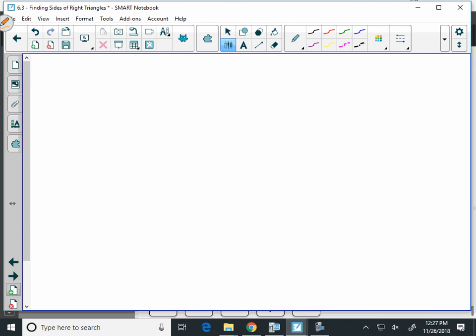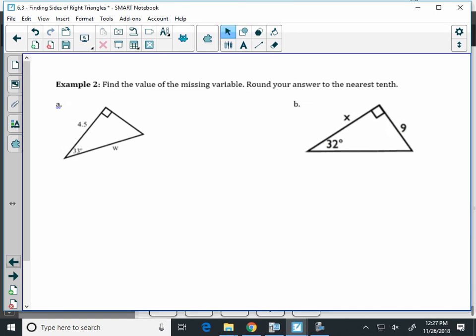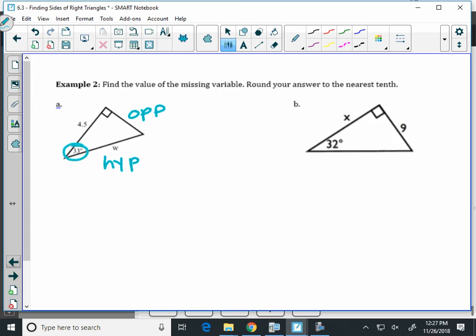Let's take a look at example 2. We're going to find the value of the missing variable. Round your answer to the nearest tenth. We're trying to find this side right here that has W. What angle are we starting from? 33. So I'm going to circle 33. Label, if we go across, that's our what? Opposite. Go to our 90, go across, that's our hypotenuse. And this side left over? Adjacent.